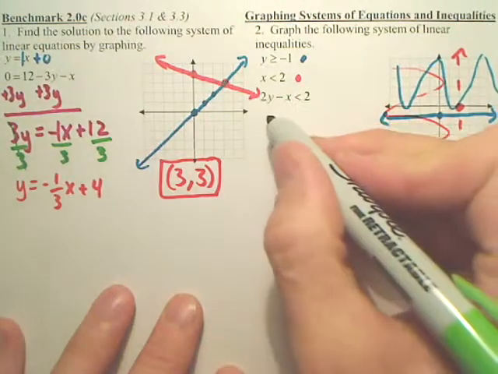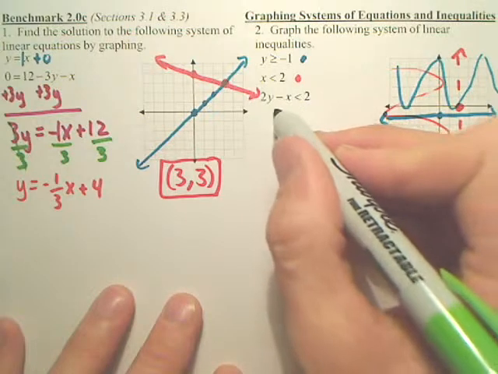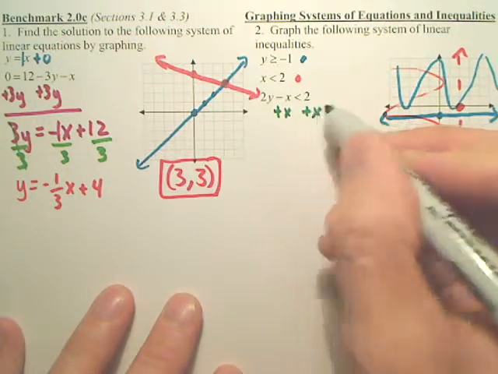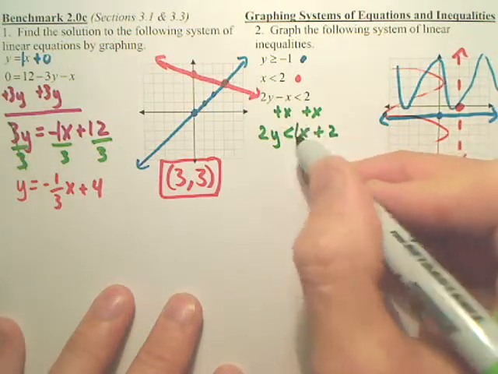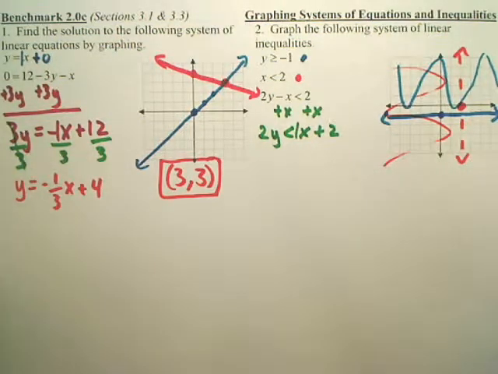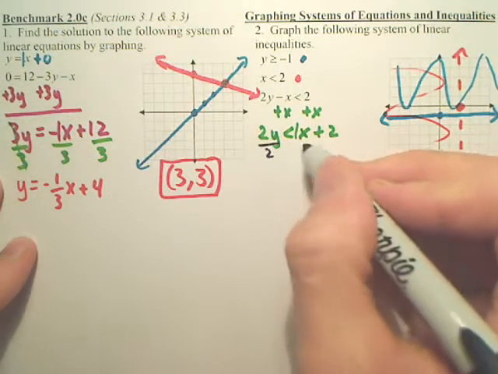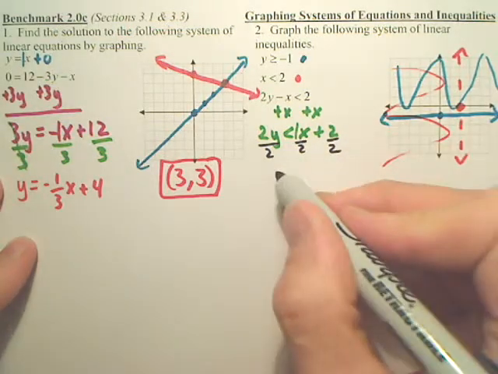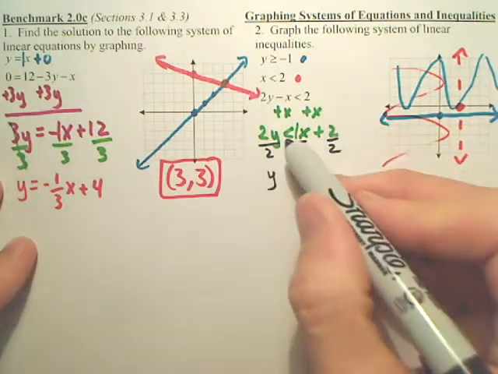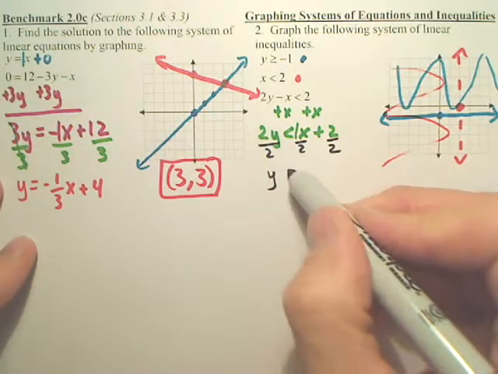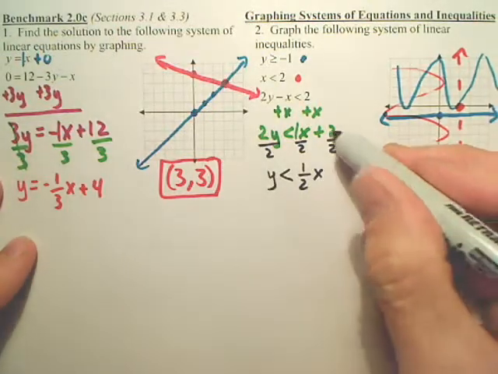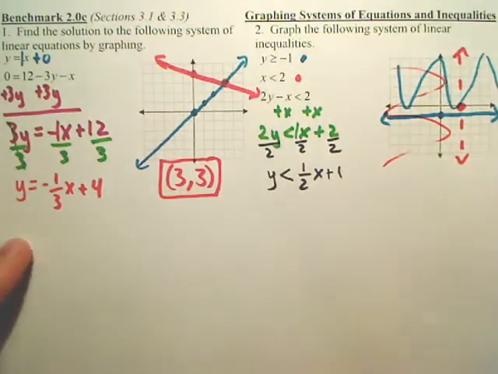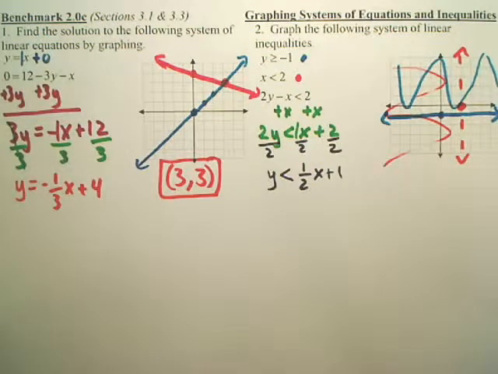So my last graph, to get this, I first need to change the form. So I'm going to add the x over. Probably want to put a 1 in front of that x. Then it looks like I'm going to divide by 2. So I have y. Does the sign flip? We did not divide by a negative, so it stays. 1 divided by 2 is 1/2 x. 2 divided by 2 is 1.